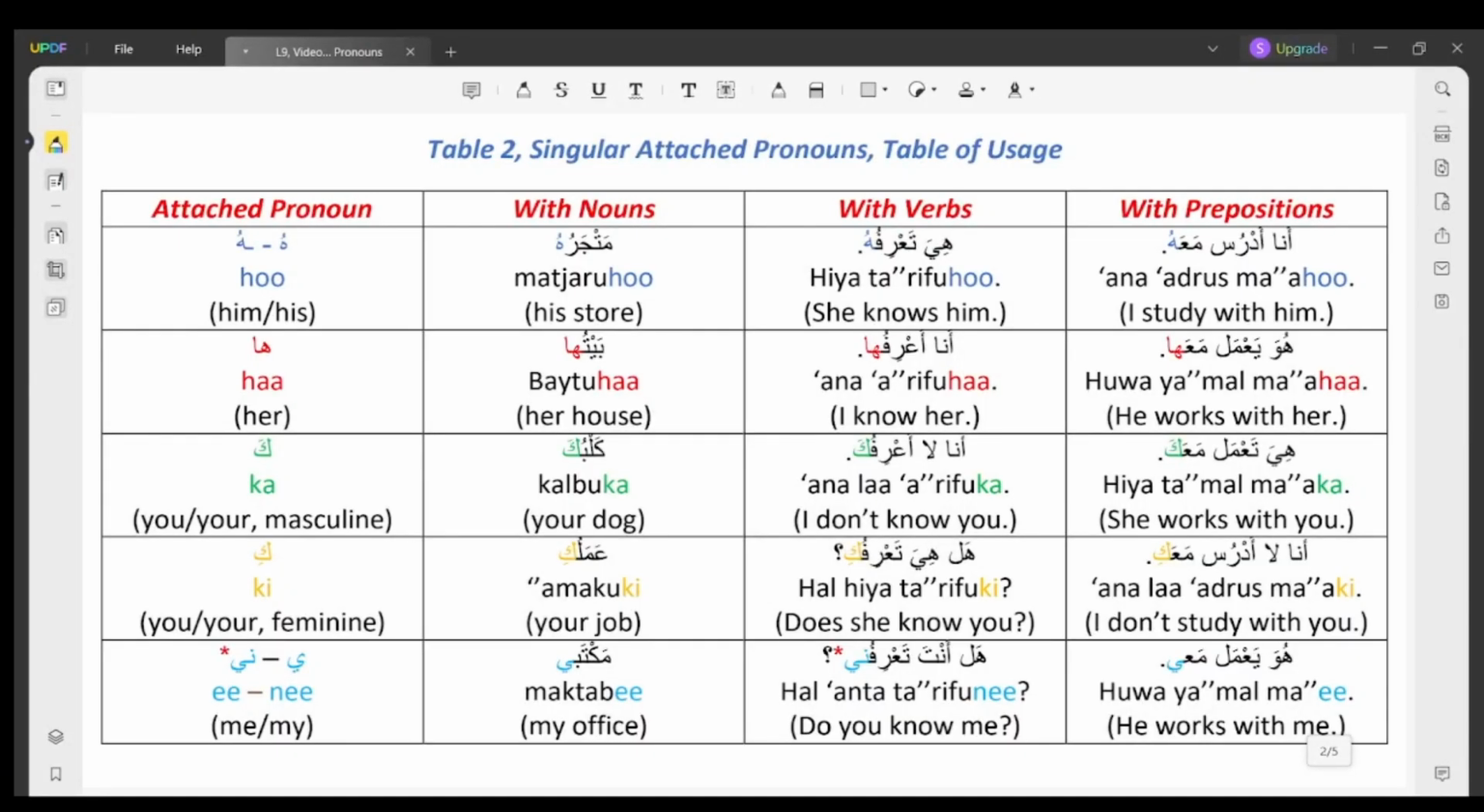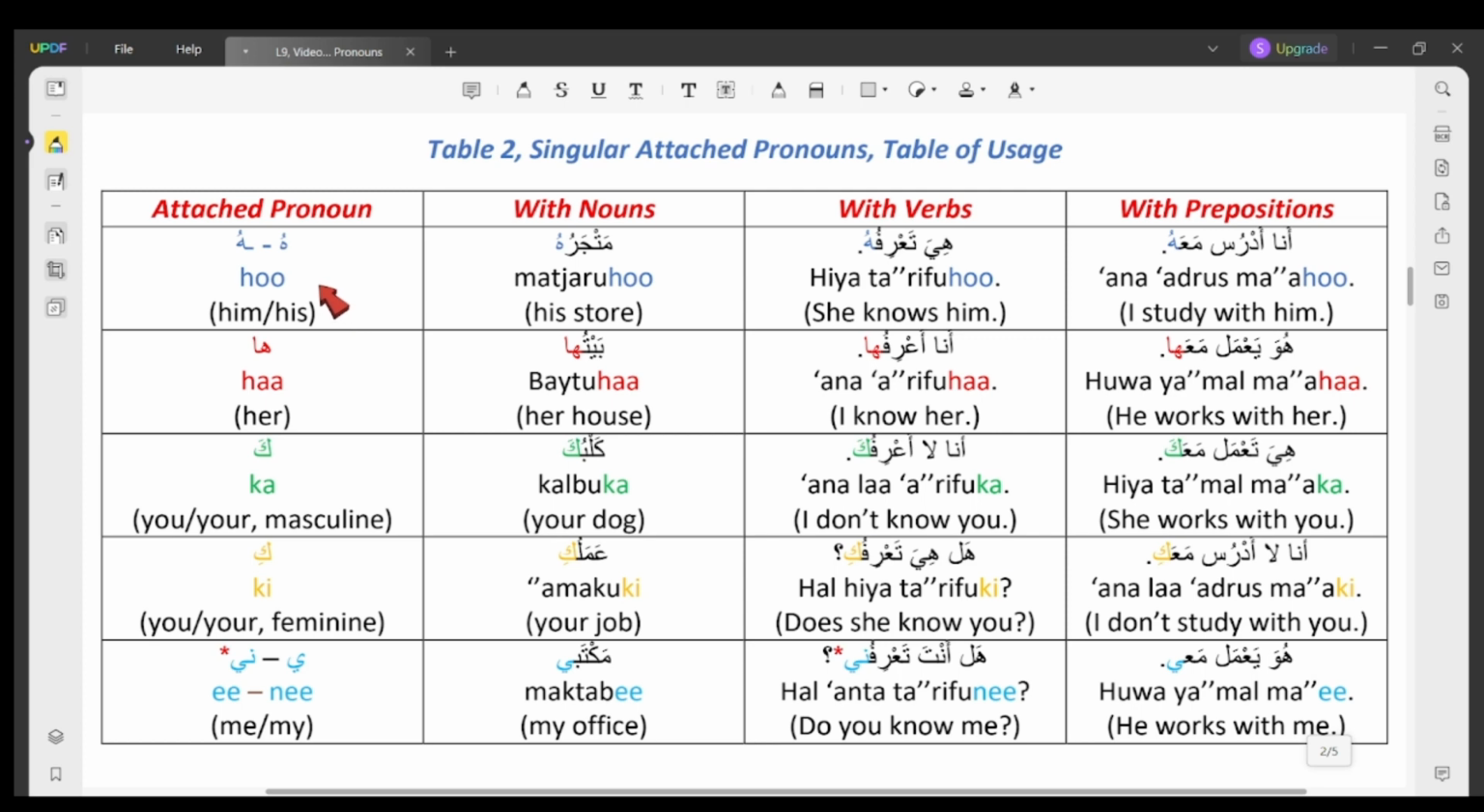Okay, great. Now that we know the singular attached pronouns, let's move on to Table 2 to see how we can actually put them to use. Table 2 might seem a little scary at first, but what it's trying to tell us is actually very simple. What it's trying to tell us is that the attached pronouns are very versatile and can combine with a lot of different types of words, including verbs, nouns, and prepositions. And we're going to see in a minute what we mean by that.